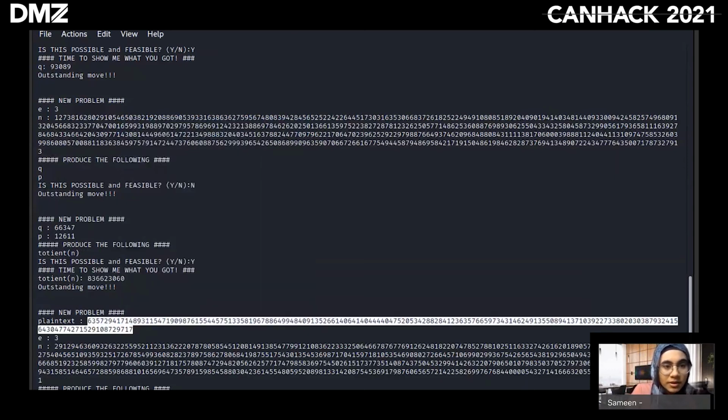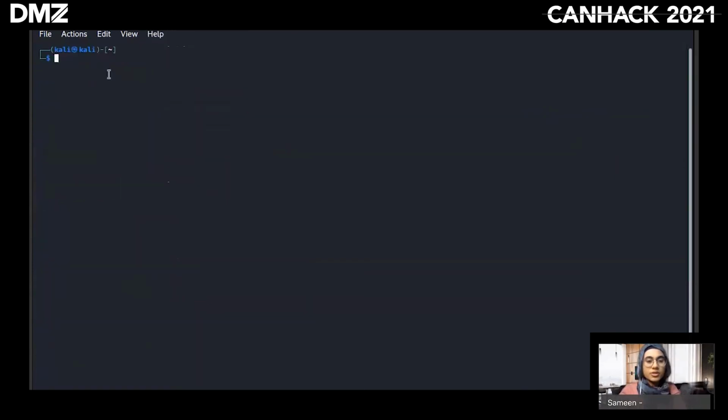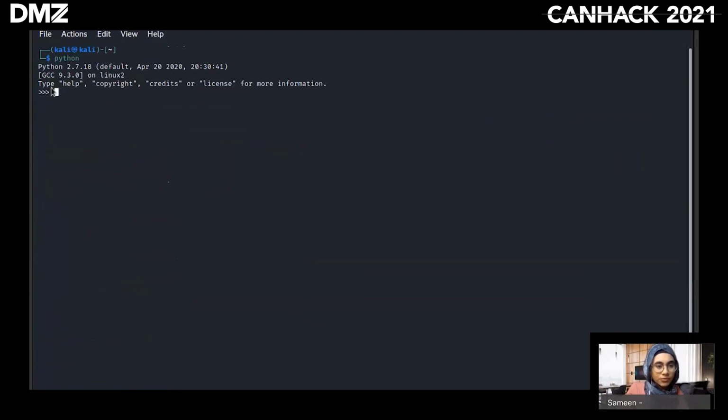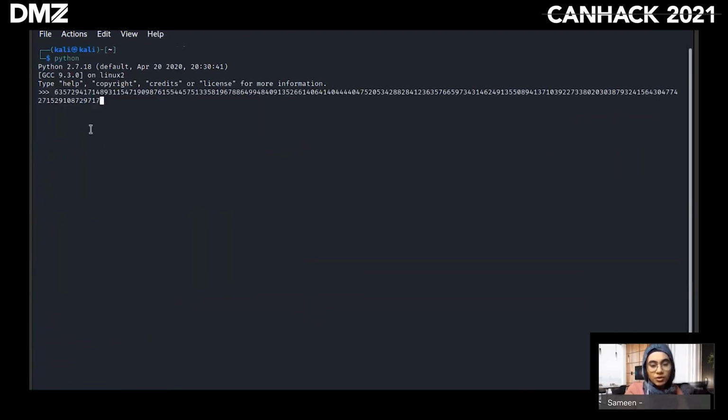Let's open another window, and let's go into Python to solve it. And so we have that huge value raised to the power of 3 modulo that N.